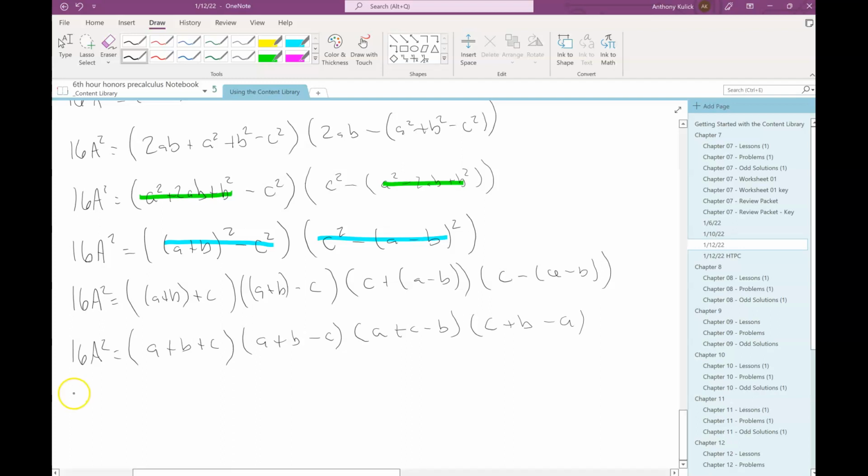Okay. The next thing I'm going to do is inside this second set of parentheses, I'm going to add c and then subtract c, which is the same thing as doing nothing at all, right? And then in the third set, I'm going to add b and subtract b. And in the third one, I'm going to be adding a and then subtracting a.